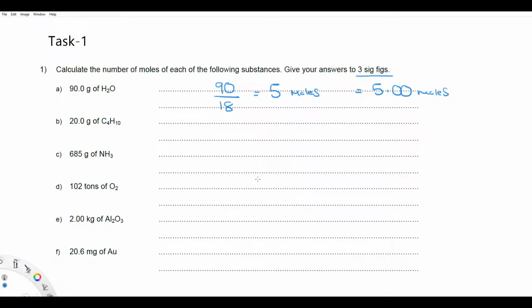So now you're actually ready to have a go at B, C, D, E and F. So pause the video now, have a go at them and replay it when I will show you the solutions. Sorry about that.